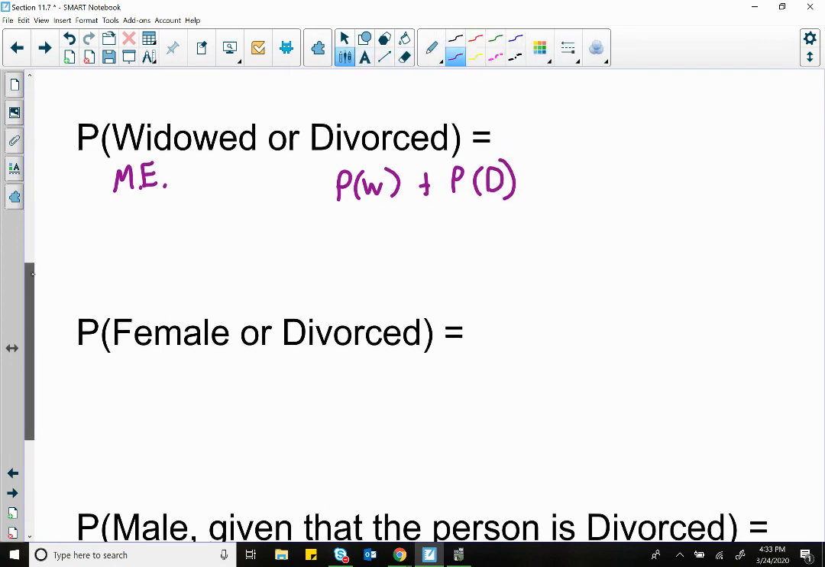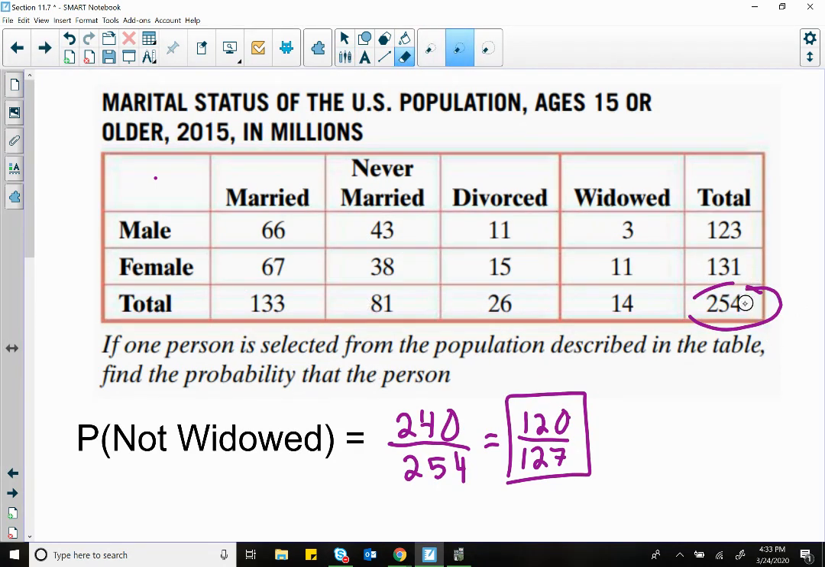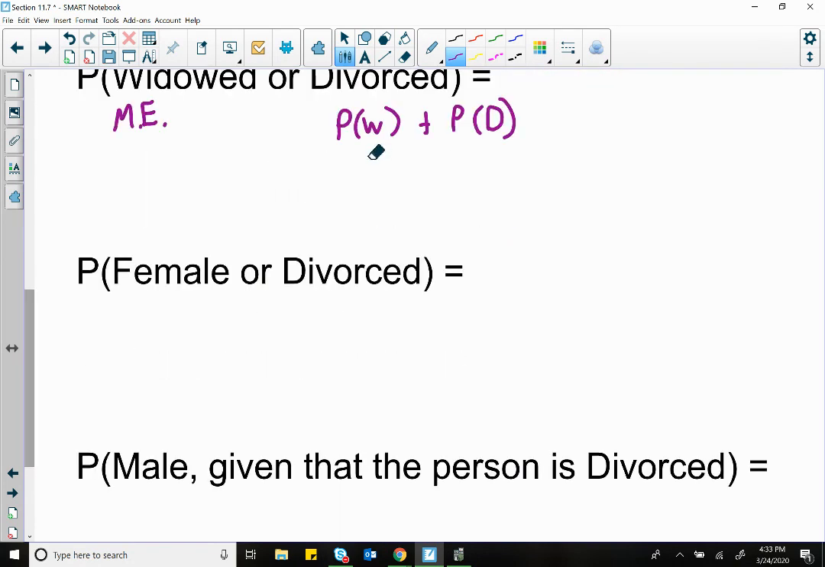So let's go up. Let's find the probability of being a widow. How many people are a widow? Well, that's right here, 14. Out of how many total? 254. Okay, so there's my first probability: 14 over 254.